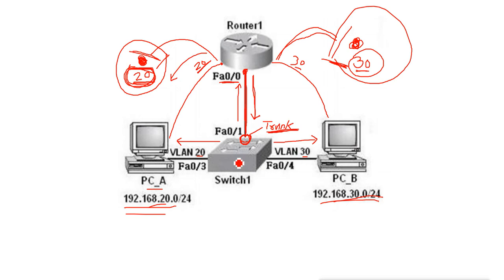No matter whether your switch has 20 VLANs, 30 VLANs, or 100 VLANs, you can create millions of virtual logical interfaces, sub interfaces, on the router. So one sub interface for one VLAN, but physically it will use only one link.